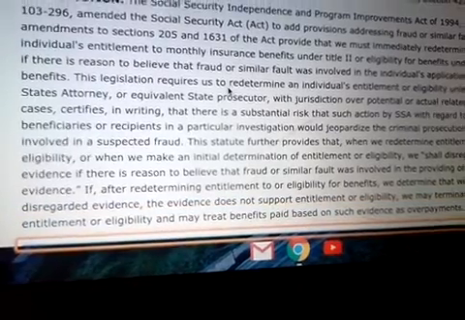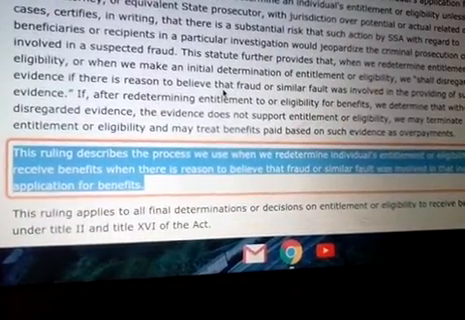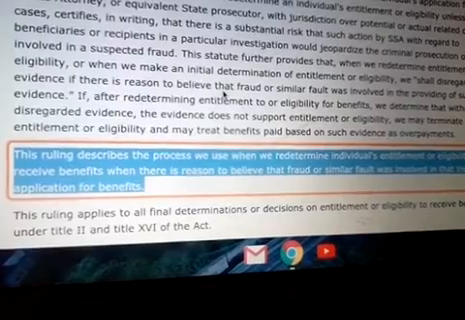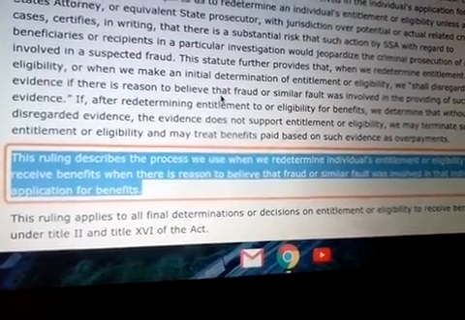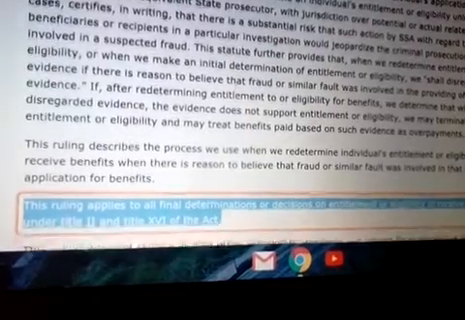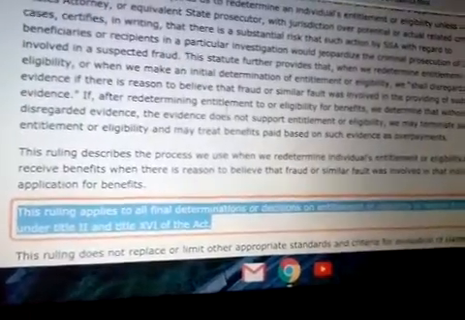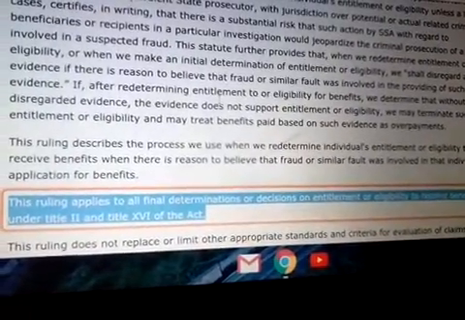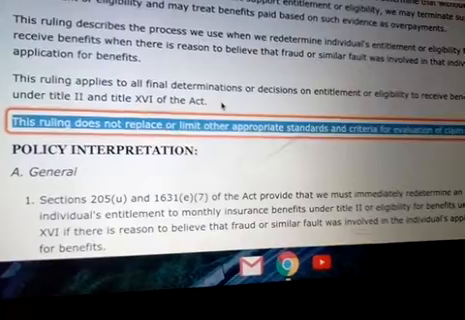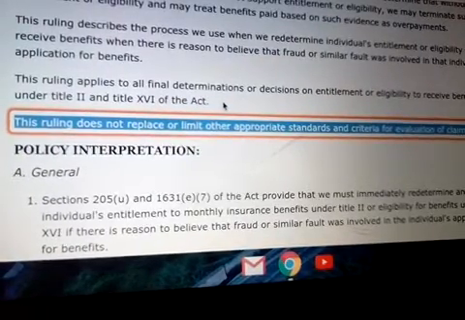This ruling describes the process we use when we redetermine individuals' entitlement or eligibility to receive benefits when there is reason to believe that fraud or similar fault was involved in that individual's application for benefits. This ruling applies to all final determinations or decisions on entitlement or eligibility to receive benefits under Title II and Title XVI of the Act. This ruling does not replace or limit other appropriate standards and criteria for evaluation of claims.